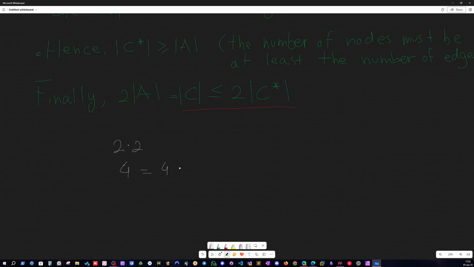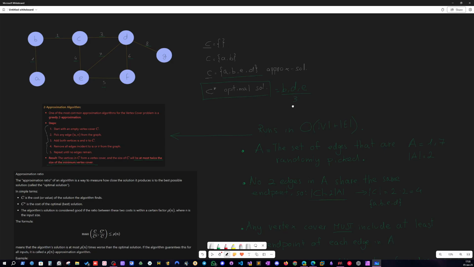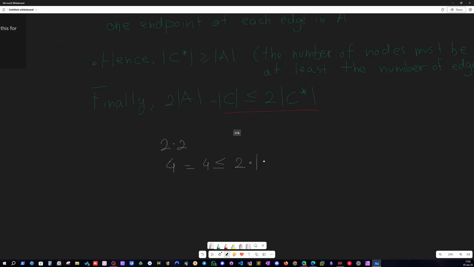And we have that 4 is less than or equal to 2 times the absolute value of the optimal solution, that in our case was B, D, and E. So 3. So we have that 4 is indeed less than or equal to 6. So this tells us that C, the solution found by the true approximation algorithm, will be at most twice the solution found by an optimal algorithm.